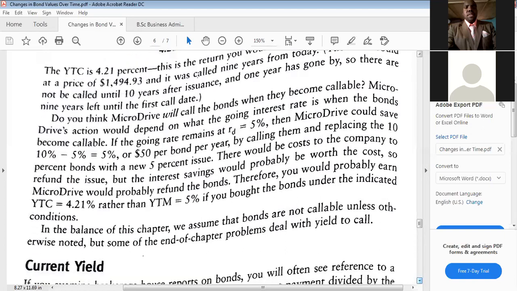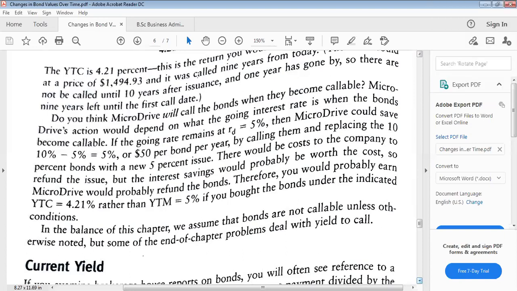Now, do you think Microdrive will call the bonds when they become callable? Microdrive's action would depend on what the going interest rate is when the bonds become callable. If the going rate remains at RD 5%, then Microdrive could save 5% or $50 per bond per year by calling them and replacing the 10% bonds with a new 5% issue. There could be a cost to the company to refund the issue, but the interest savings would probably be worth the cost. So Microdrive would probably refund the bonds.